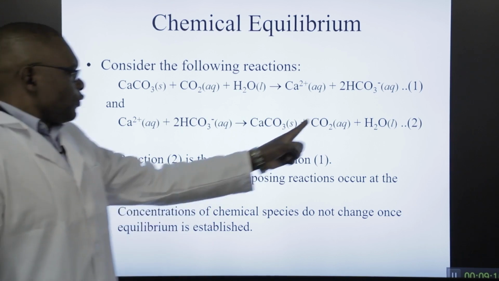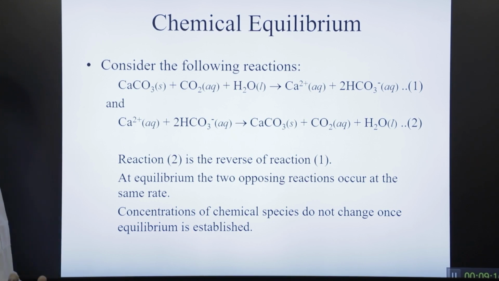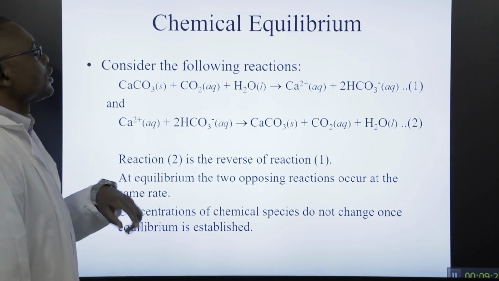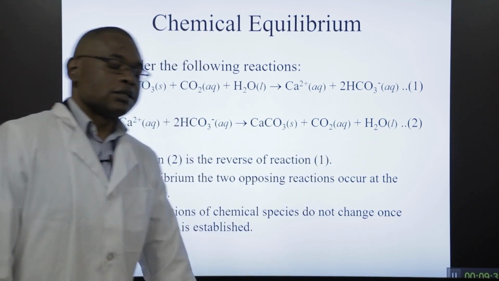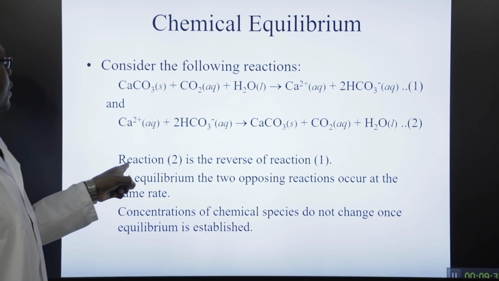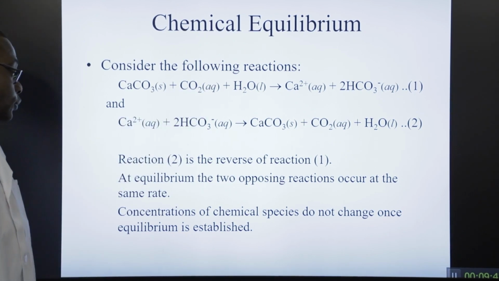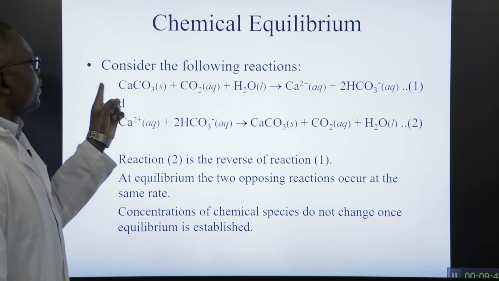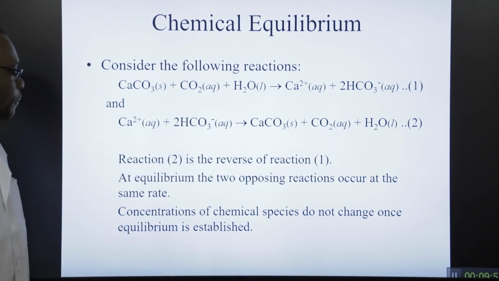But these very same products can also react in a reverse direction, such that calcium can react with hydrogen carbonate to form calcium carbonate, carbon dioxide given off, and water. Now, if you combine these two, you will see that reaction 2, this one, is a reverse of reaction 1. So we can measure how fast the forward reaction is taking place compared to the reverse reaction.